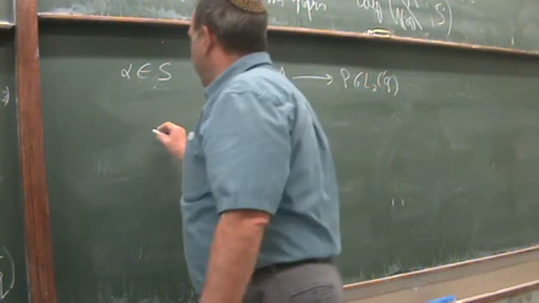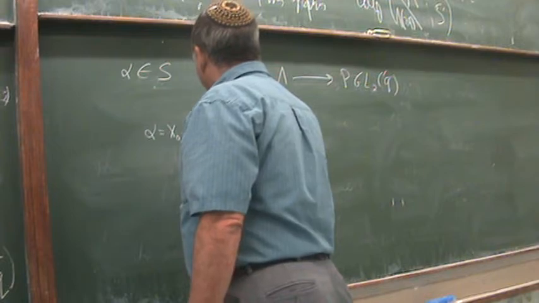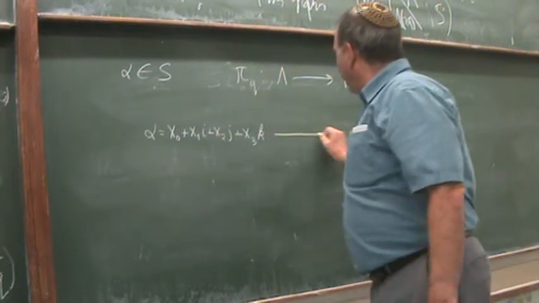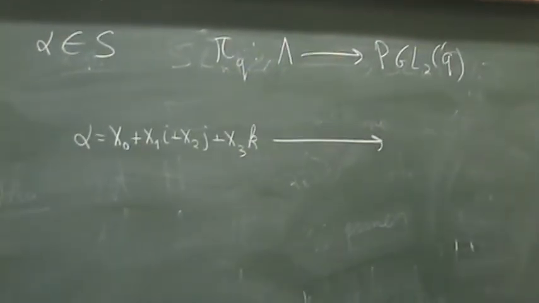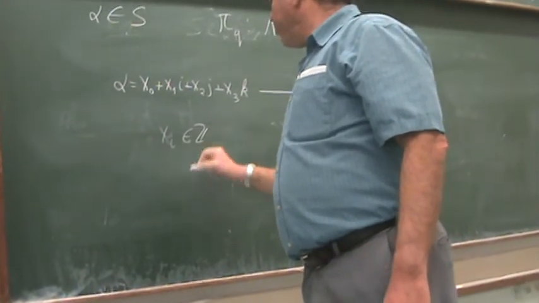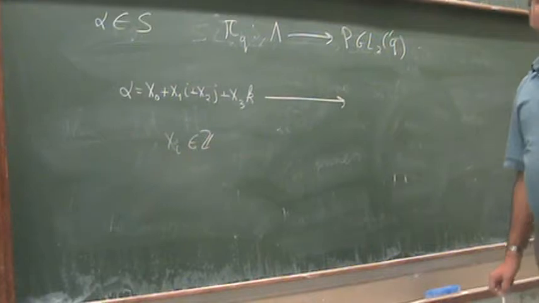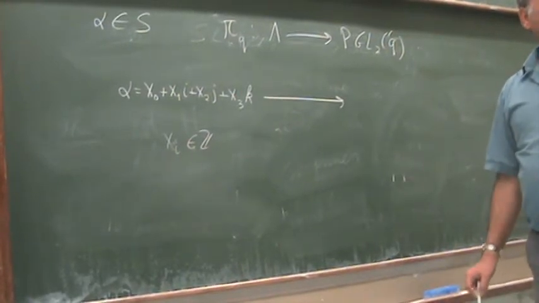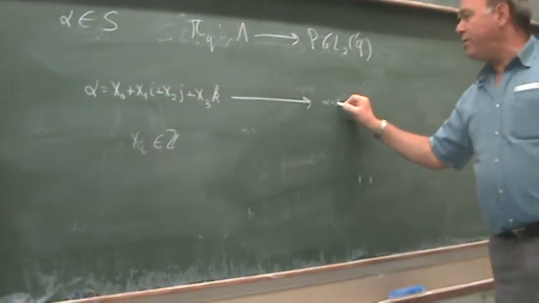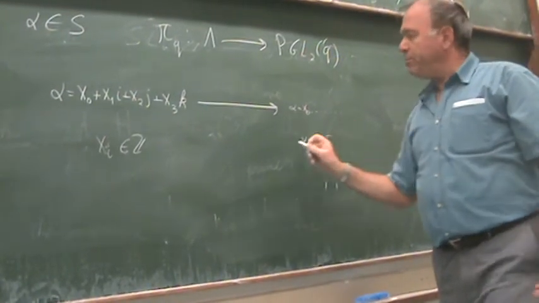So let's do it in a very concrete way. Alpha is something like x0 plus x1 i plus x2 j plus x3 k. And first of all, this is a quaternion with xi integers. And that's the way we start. This is a quaternion of norm P. And then it goes to the same alpha, blah, blah, but now xi are in FQ, simply mod Q.